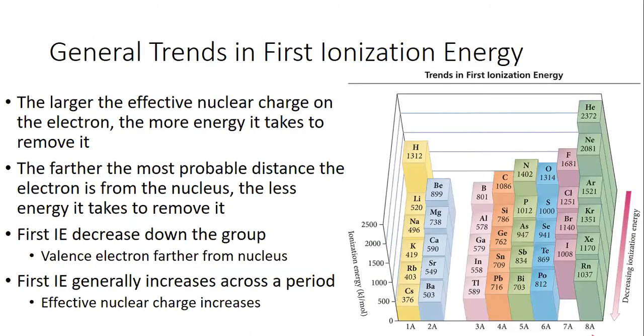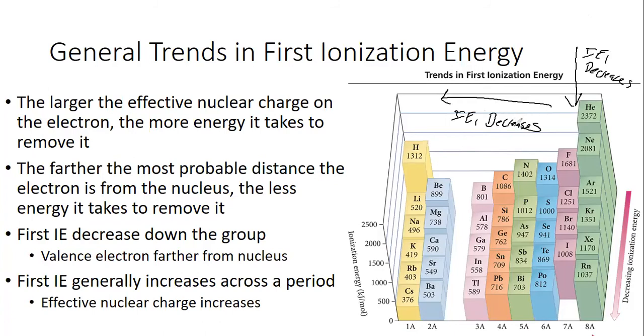And we do have trends in the first ionization energy. That is, how much energy does it take to remove the first electron? And these trends are more or less the same as the trend for size, in that as you go down the periodic table, the first ionization energy decreases. As you go from right to left on the periodic table, the first ionization energy decreases.